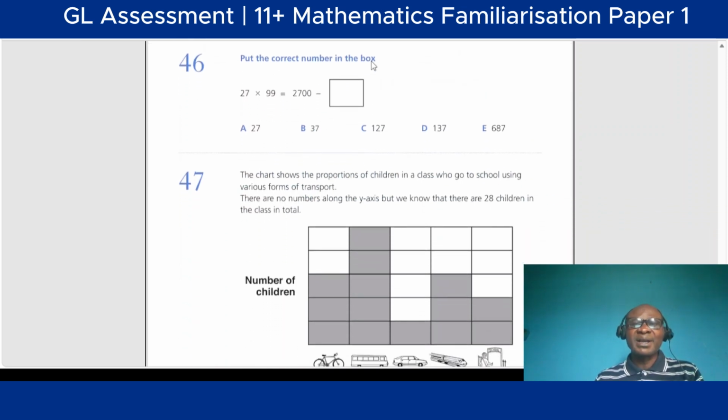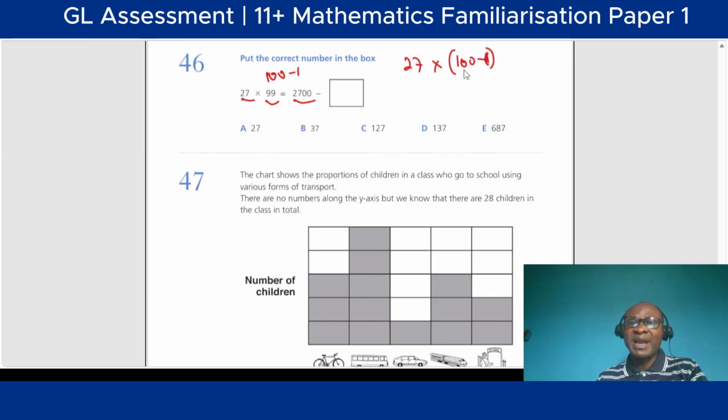Put the correct number in the box. So if this is given to me, 27 times 99 is equal to 2,700 minus the box. What we are going to do is replace this 99 with 100 minus 1, so that I will now get something like this: 27 multiplied by 100 minus 1. You see the reason why I want to do this? Because I will get 2,700 inside this idea.